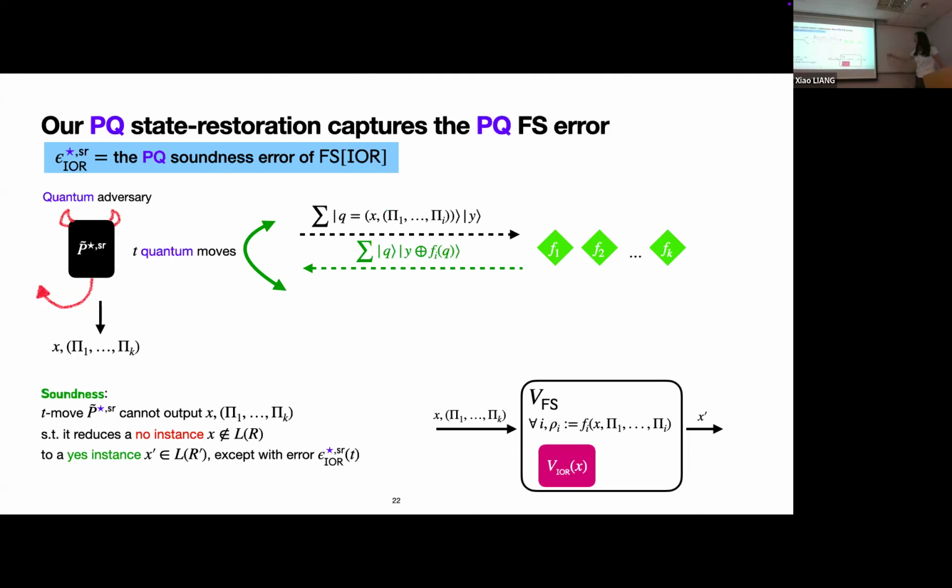Then in our post-quantum definition, mostly nothing changed, but now the adversary's query is different. It can now make quantum queries to these K oracles. So it can make T quantum moves, and after these T quantum moves, it's still outputting a final classical output. So the final output is still classical.